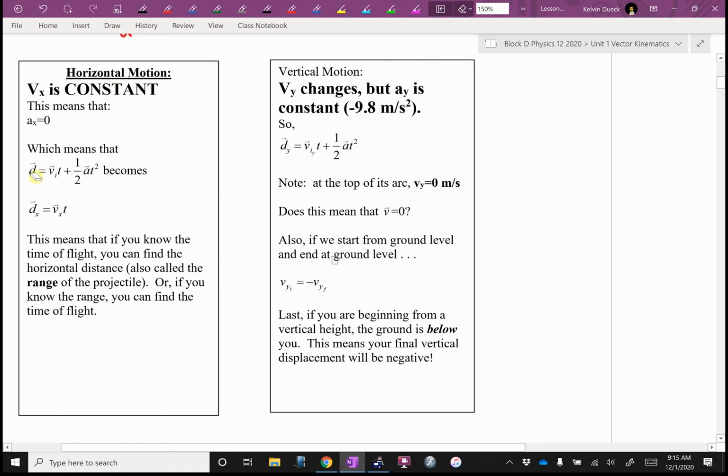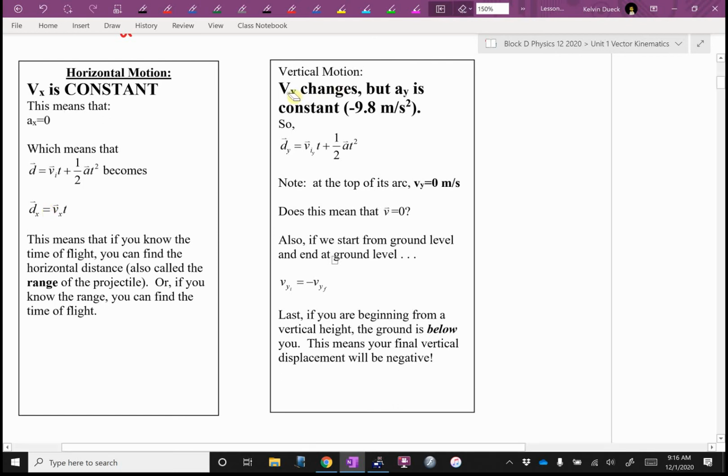That means that d equals Vit plus a half at squared becomes just dx equals Vxt. Yay! This means that if you know the time of flight, you can also find the horizontal distance, the range, or if you know the range, you can find the time of flight. How would I get the t by itself in this equation? By. So again, for the remainder of the year, please stop saying add or divide. And can you actually tell me more specifically? Divide both sides by what? Vx, right?